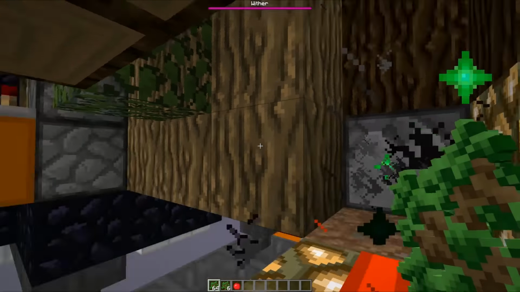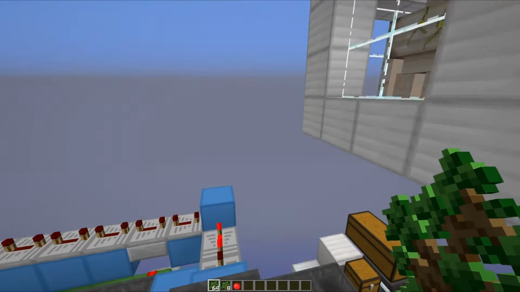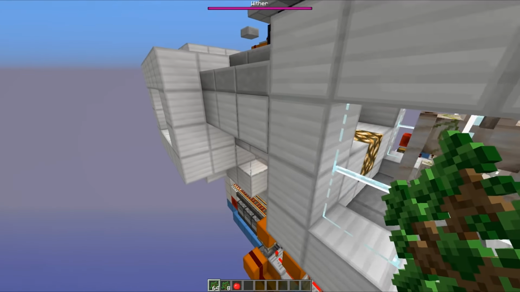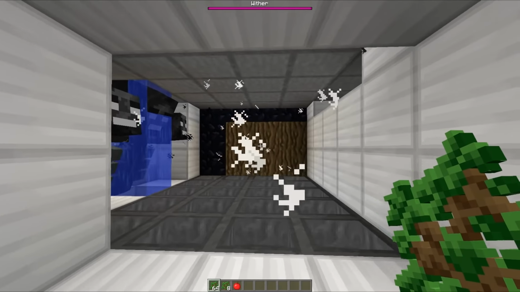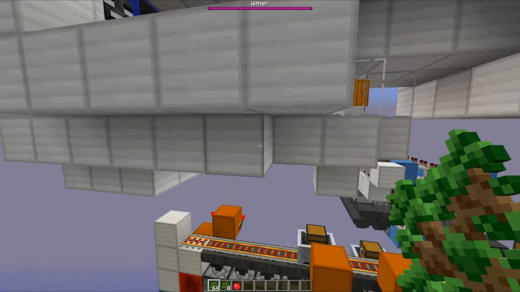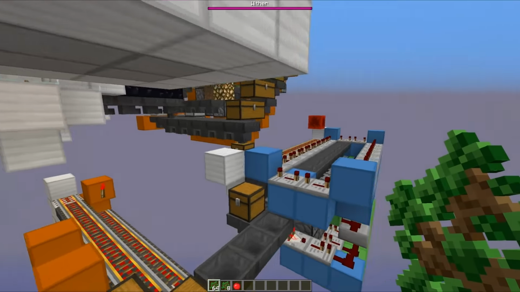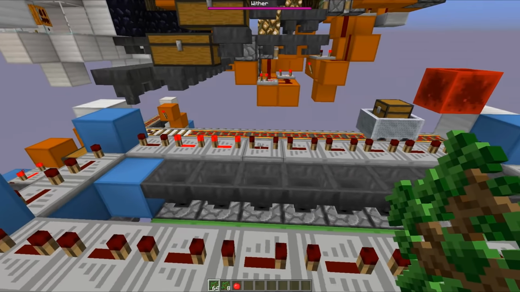Now as you can see, the wood is being pushed along, and it is actually being pushed along into this wither chamber. Now what the wither does is it blows up all of the wood, which then falls down into these hoppers, and they transport it along into this charcoal creating machine.